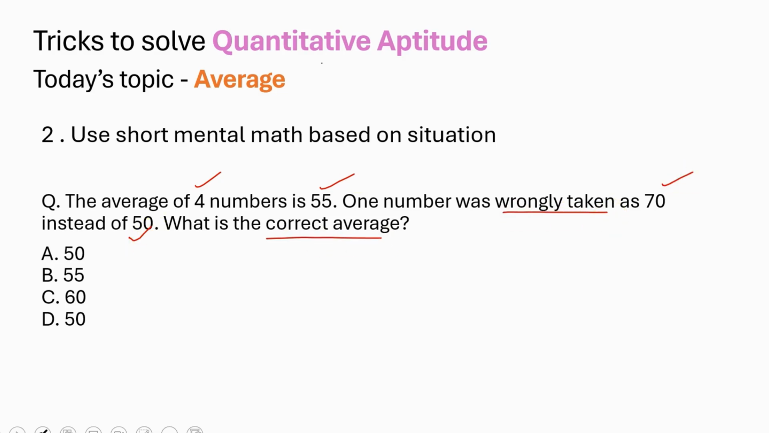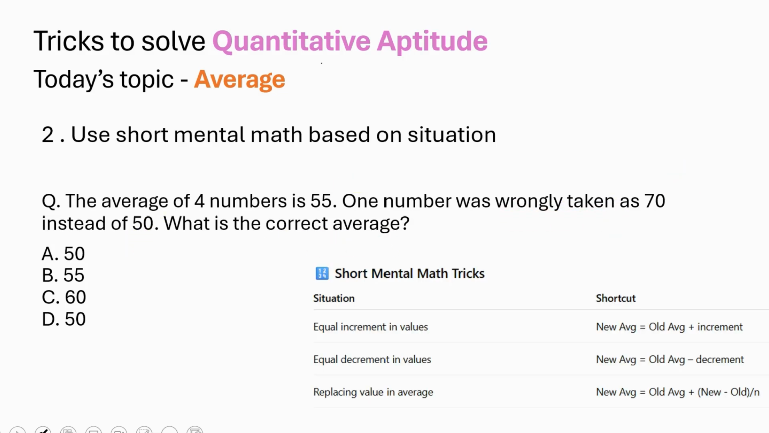So what is the correct average? Here, if we use this replacing value in the average formula, we need to find the new average, and the old average is 55. Now one number was wrongly taken as 70 instead of 50. So the old value was 70 and 50 is the new value. So we need to find the new average.